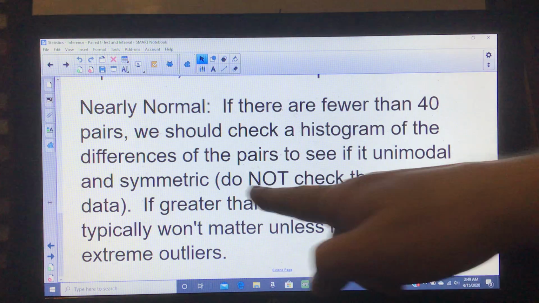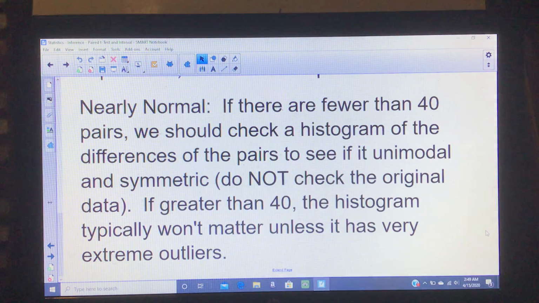Now, it does tell you which data to check. The original data, meaning if I was looking at the list of husbands and wives, I wouldn't need to see if the husband data was unimodal and symmetric and the wife data was unimodal and symmetric. I would just need their difference pairs to be unimodal and symmetric. So after you subtracted the two lists to make one list, that one list you would have to check.